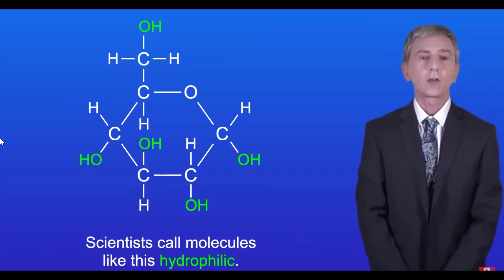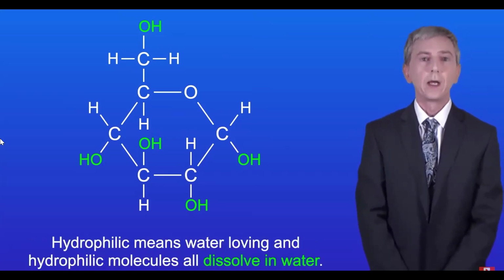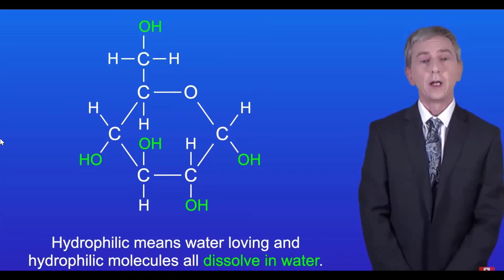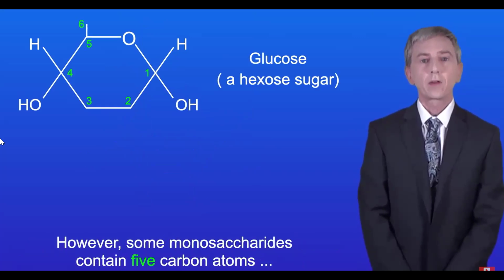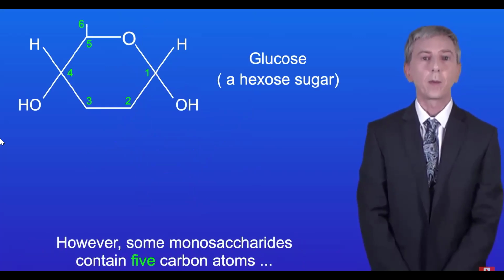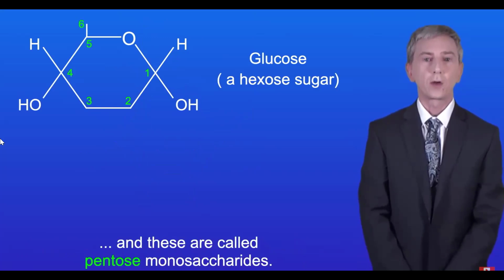Scientists call molecules like this hydrophilic. Hydrophilic means water-loving, and hydrophilic molecules all dissolve in water. Now, we've already seen that glucose is a hexose monosaccharide, as it contains 6 carbon atoms. However, some monosaccharides contain 5 carbon atoms, and these are called pentose monosaccharides.